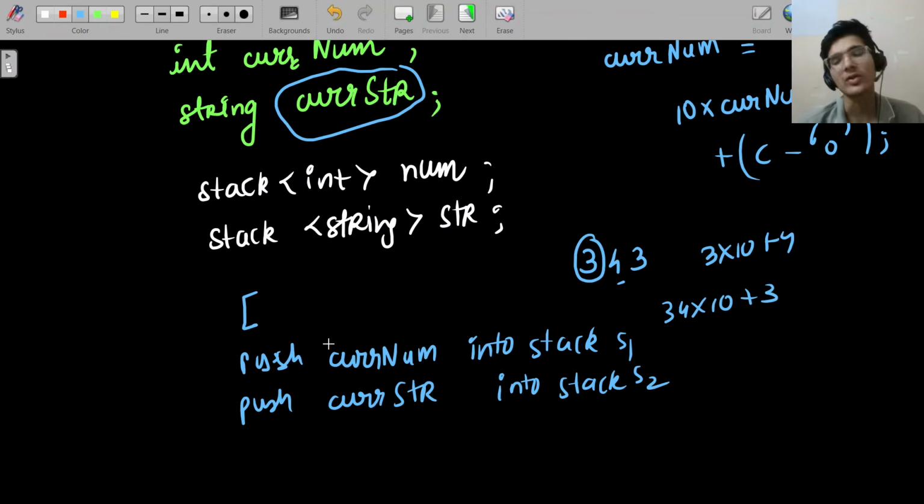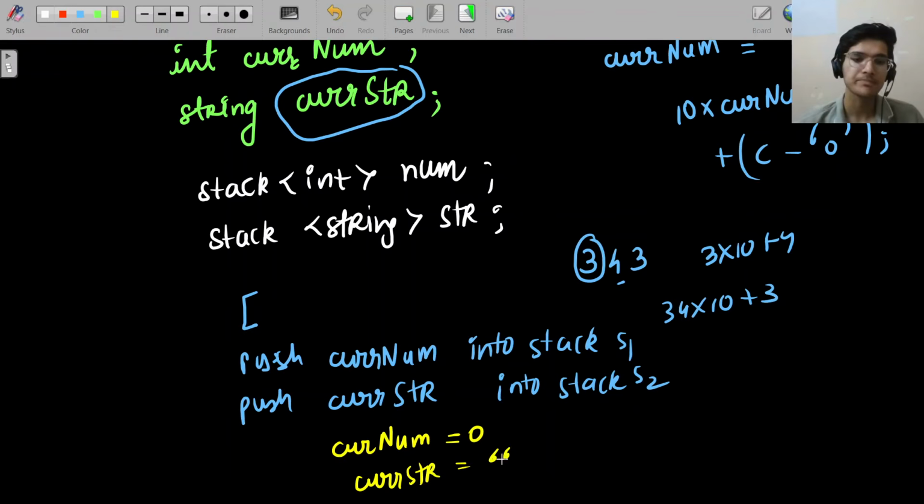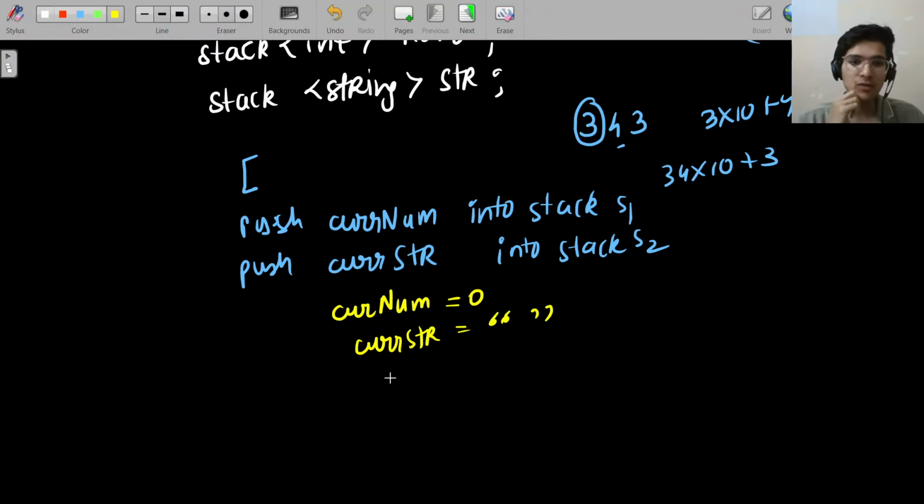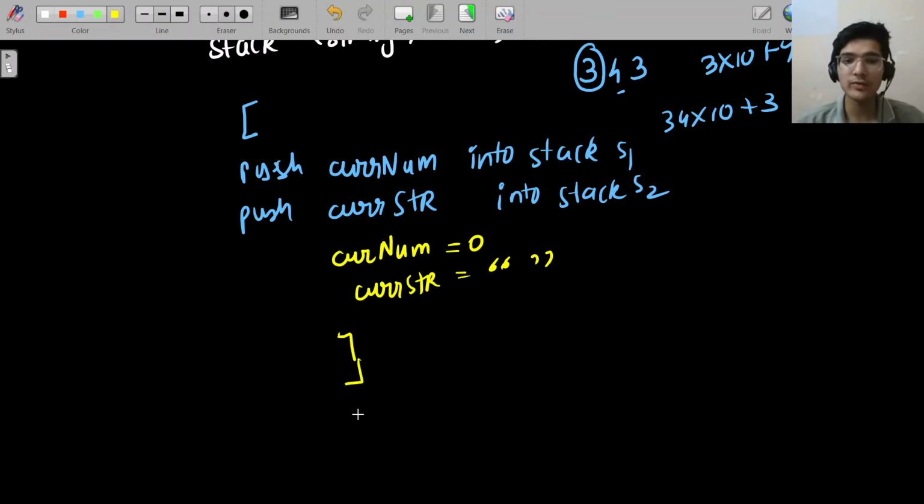And then what you need to do? You have to reinitialize everything, right? So cur num becomes 0 again, and cur str becomes empty again. Why? Because now we will fill the cur str when we are at the closing bracket, right? We'll repopulate it with the help of this. Now what happens when you encounter this kind of scenario, right?